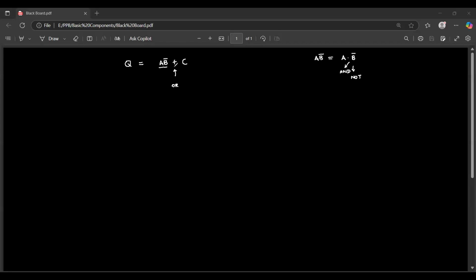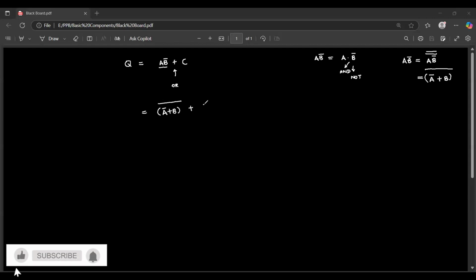Since we have an OR sign here, we are not going to double negate the entire expression. No, that's not what we are going to do. We are going to double negate only A B bar, because we know A B bar is equal to (A B bar) whole thing double bar. So I can break this and I will get (A bar plus B) whole thing bar. So that will give us (A bar plus B) whole thing bar plus C.